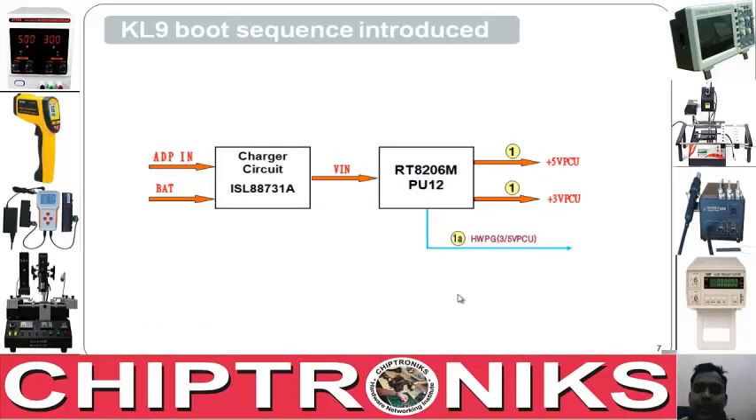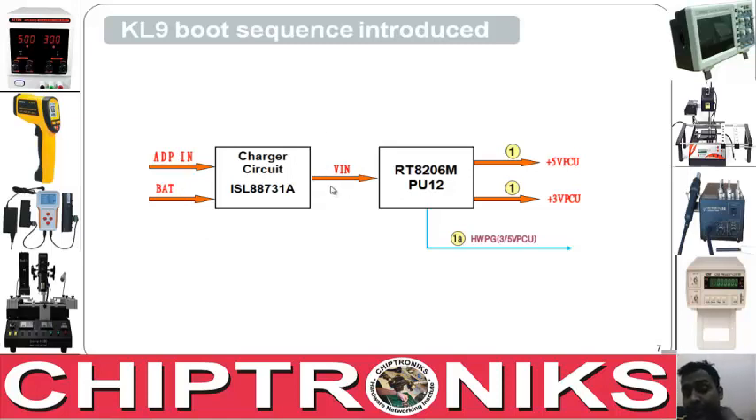Okay, now let's start with the starting process. How does the hard start work? Basically, what is the sequence in the hard start? We'll go briefly, and then I'll explain each section in detail, right? This is the adapter in and the battery. They enter the charger circuit, and here the charging IC is ISL88731A. I'm talking about the Lenovo Y470. Please open your schematic diagram. This is the input, ADP in and VBAT, and you see VIN is generated after this section.